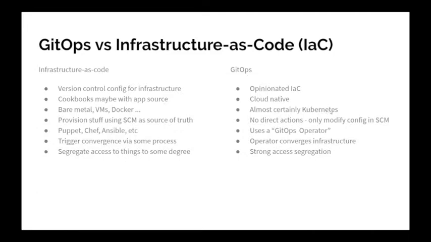Full-on GitOps pretty much requires Kubernetes. It's cloud native, and as it's put, it's an opinionated version of infrastructure as code. Generally, it means that in your target environment, there are no direct actions taking place. You solely have your developers and operators modifying things in SCM. Then magic happens, and through this GitOps operator, it gets converged in the infrastructure, pulling in things rather than accepting further access to it in there. This allows very, very strong access segregation, which is a good thing in this day and age.